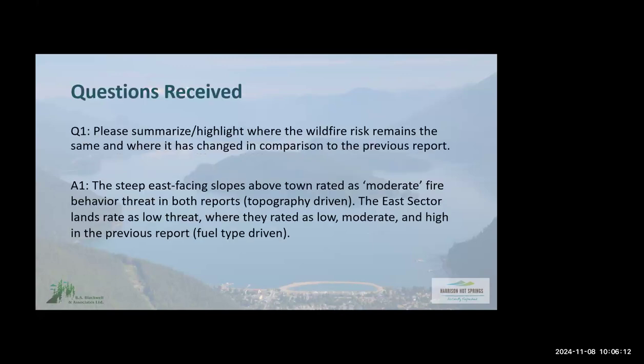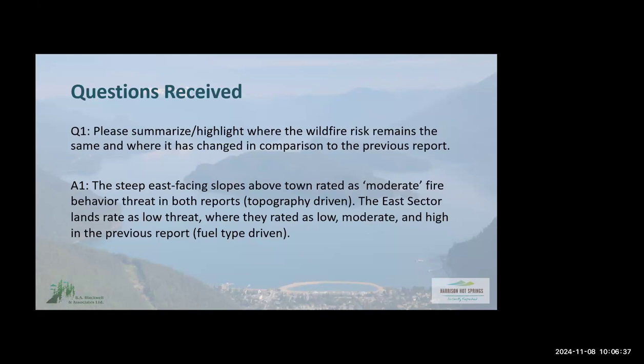So the first question was to summarize and highlight where the wildfire risk remains the same and where it has changed in comparison to the previous report. The previous report being the Community Wildfire Protection Plan that BA Blackwell developed in 2017. So the answer to that is that the steep east-facing slopes above the town still rate as moderate fire behavior threat in this current report.